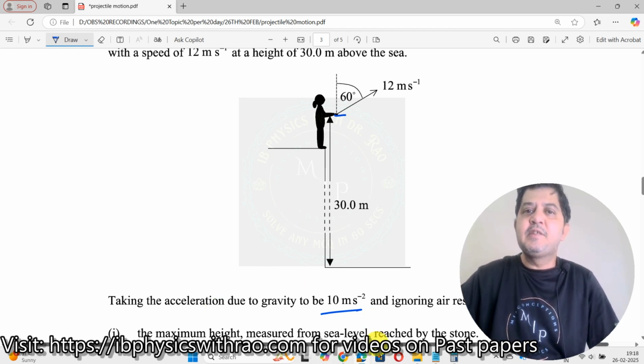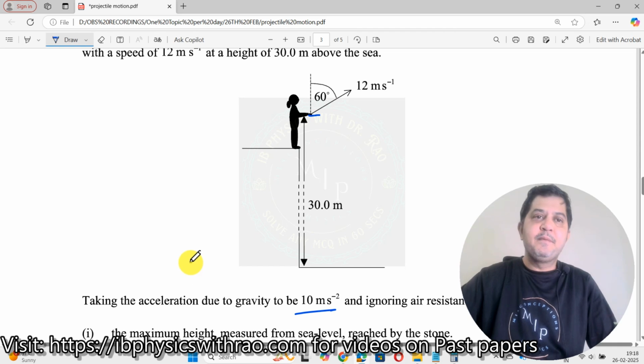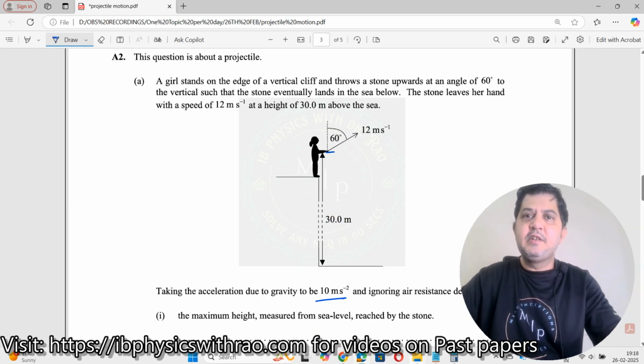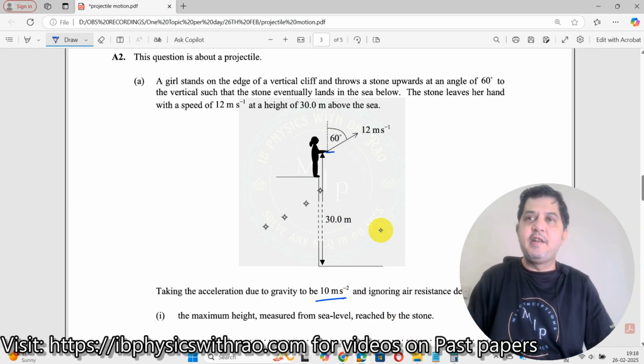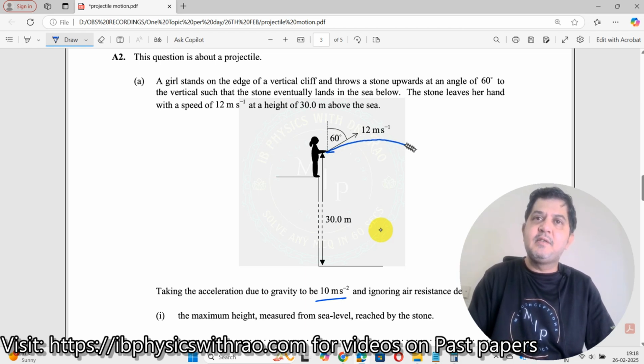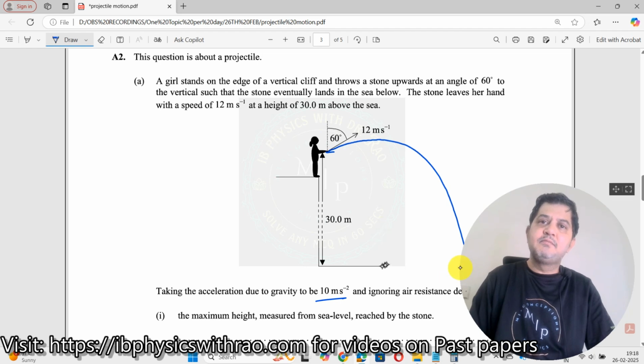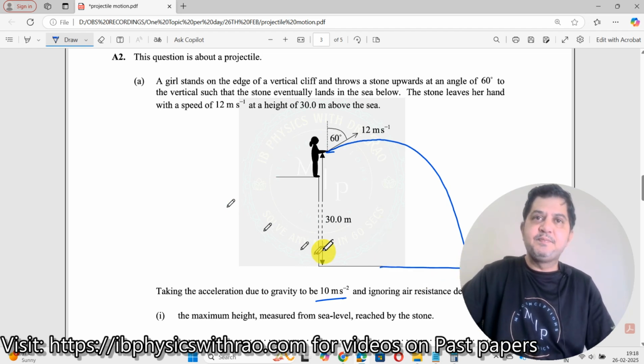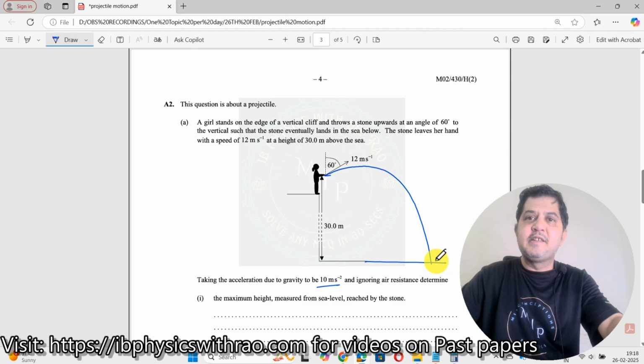What I will do is pull this one here like this. Maybe I'll reduce it a little bit, but I will be able to draw it. Now she's throwing from here, so it will go like this, and it will fall at some point over here.